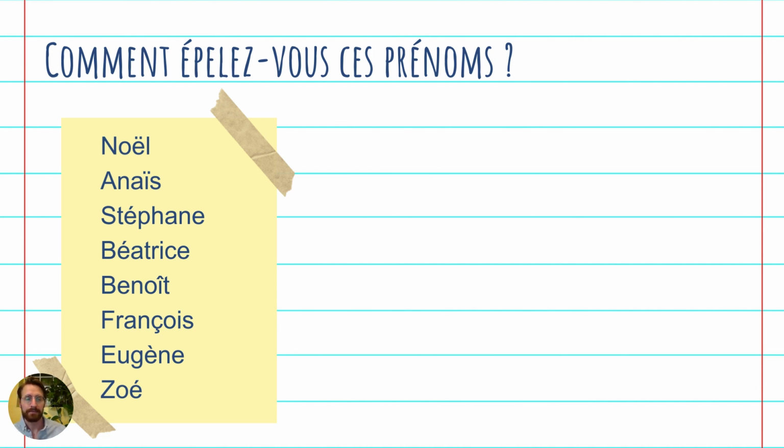Ensuite, Eugène. Eugène. E, U, G, E, accent grave, N, E. So be careful with that G. It's not G, it's G. Et ensuite, Zoé. Ça c'est Z, O, E, accent aigu.